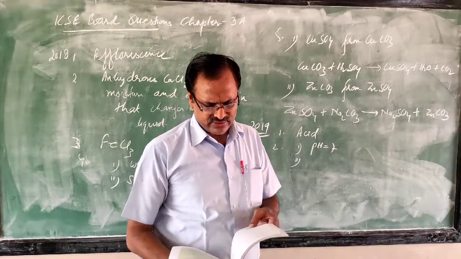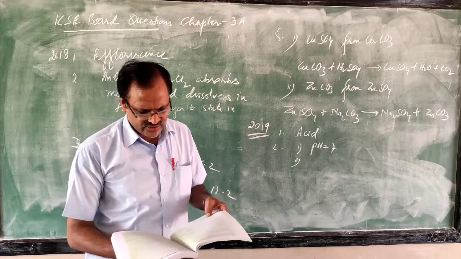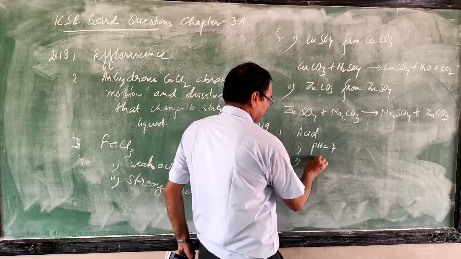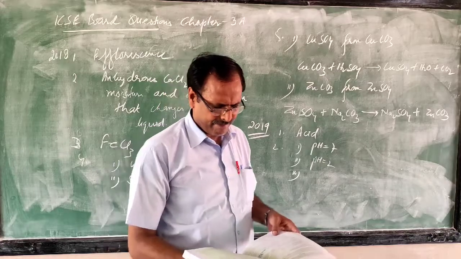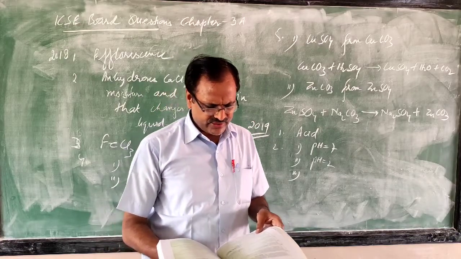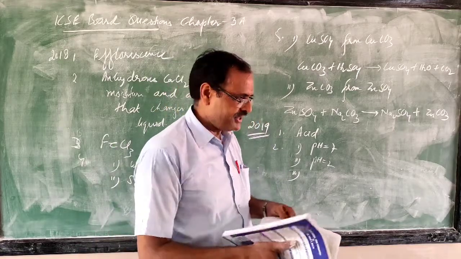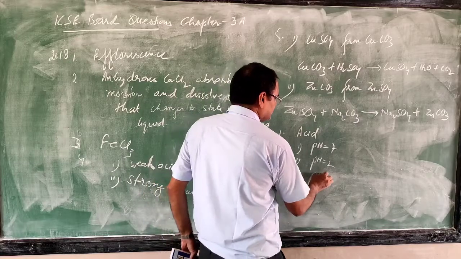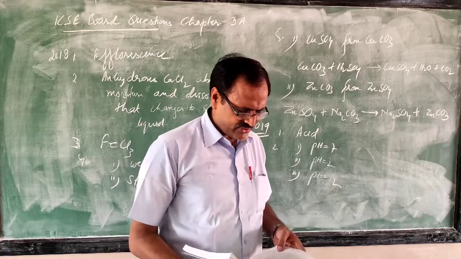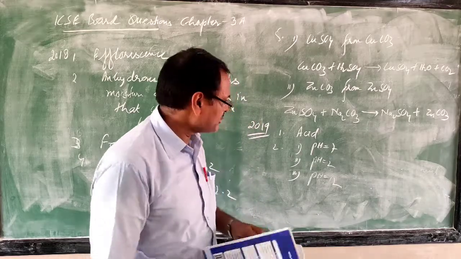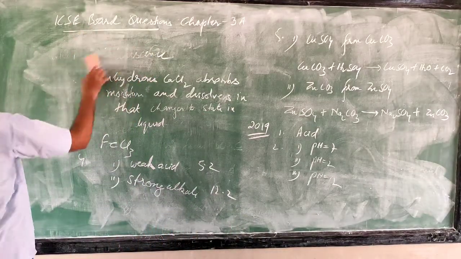Then which solution will liberate carbon dioxide when reacted with sodium carbonate? Acid, just see. So this is pH 2. Third one, which solution will turn red litmus blue? Just see which one is alkaline. So alkaline is pH 12. This question is very important. Such questions are asked in the board paper, and whenever it is asked, students get full marks. Now question number 3.